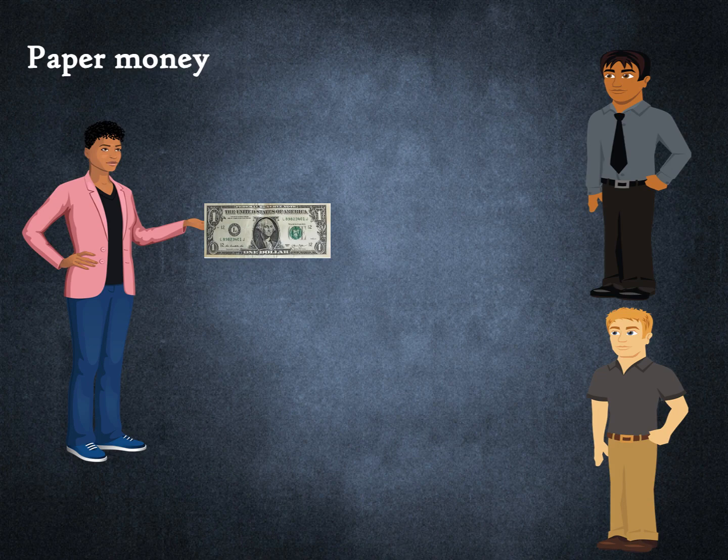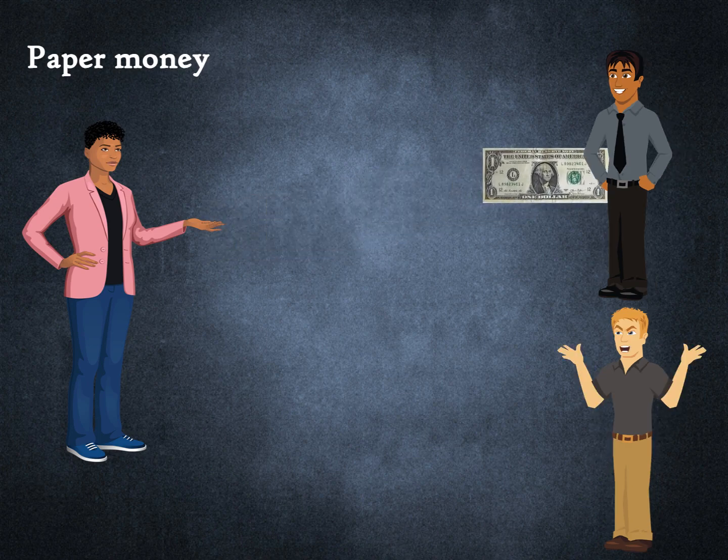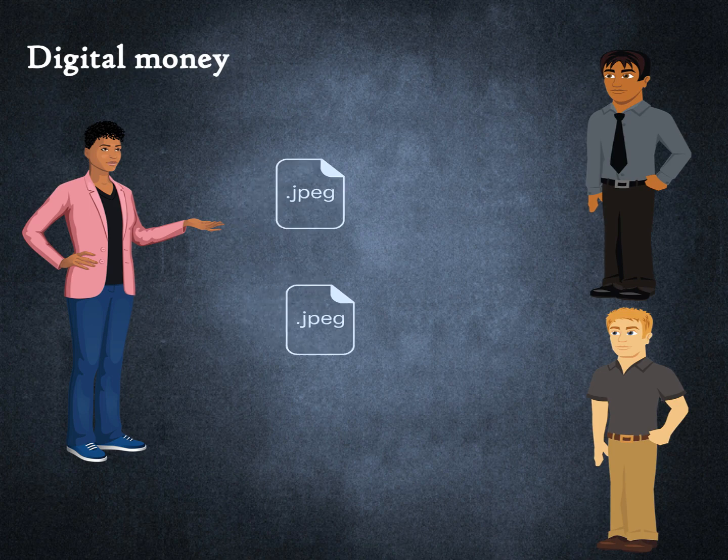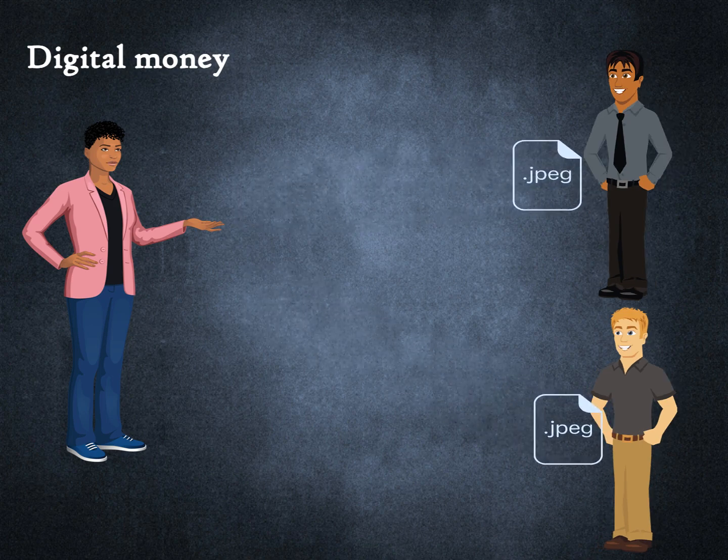Consider Susan, Peter, and Paul. Susan gives Peter a dollar bill. She cannot give the same dollar bill to Paul. Paper money cannot be spent twice. Now Susan takes the image of the dollar bill and sends it to both Peter and Paul. This is a problem because she is double spending the same money. So how is the problem of double spending solved for digital money?